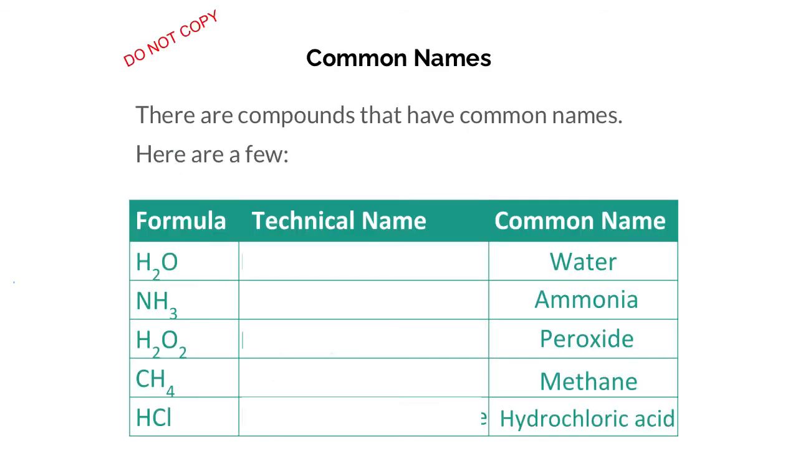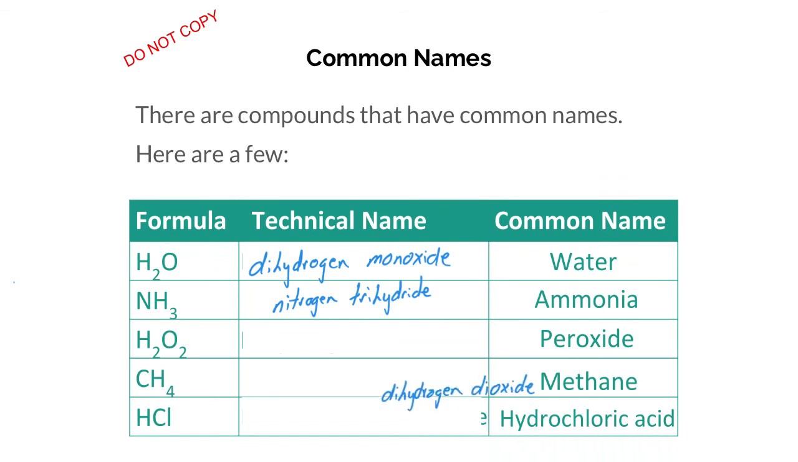Now that you know about molecular compounds, you might recognize some formulas and their common names as well. H2O, or water, is actually dihydrogen monoxide. NH3, you might have heard of ammonia before, and ammonia being the common name, but nitrogen trihydride is our accepted chemical name. Peroxide, which is a fairly common household chemical that you might have, is H2O2 and can also be referred to as dihydrogen dioxide.